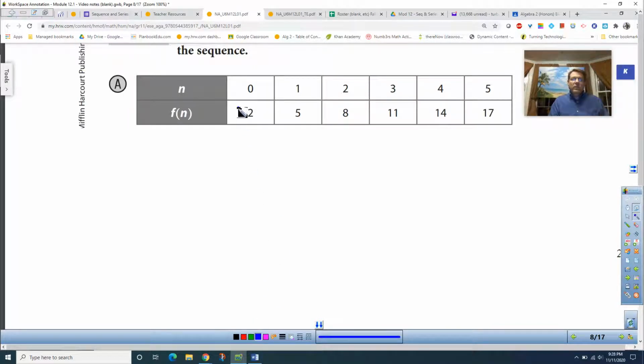So we need to know that this is A. That is A, and we're going to start counting at 0, so this is A sub 0. The next thing we need is to know what D is. D is going to be equal to 5 minus 2, because that's how you figure that out: this minus the previous, which is 3.